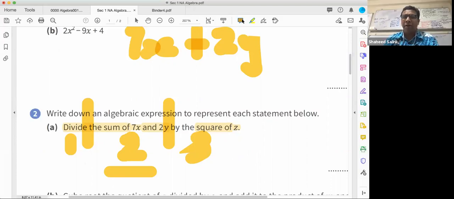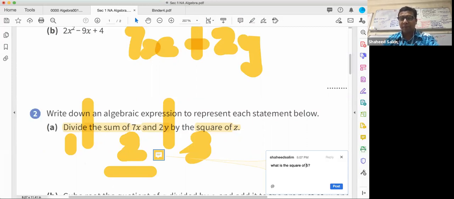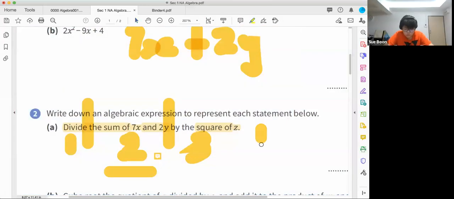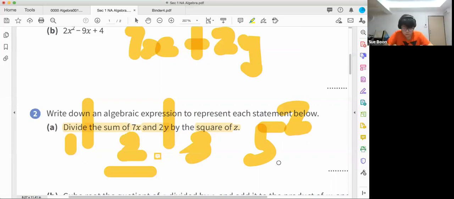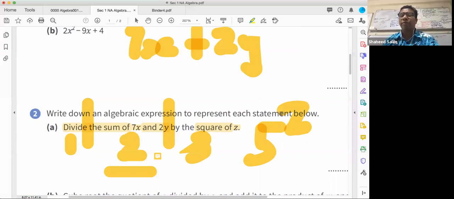Okay, I ask you now, what is the square of 5? It's very simple. 5 square. Okay, 5 square, right? So now, square of z is how much? Square of z. Yeah, 25, you're correct.